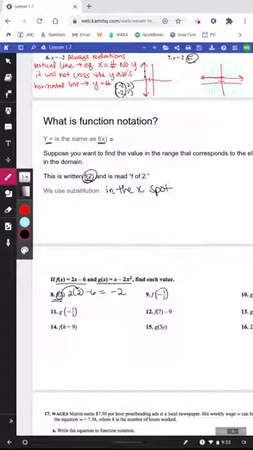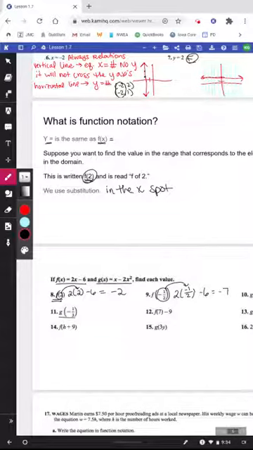On this next one, they're telling me to substitute in -1/2. So I start with my f function, which is 2. And instead of x, I'm going to substitute in -1/2 and then -6, which gives me -7.